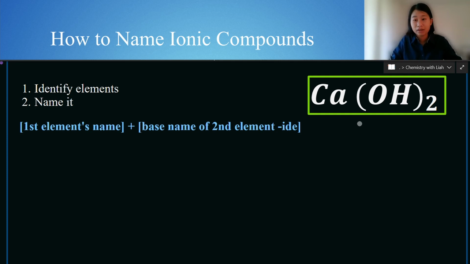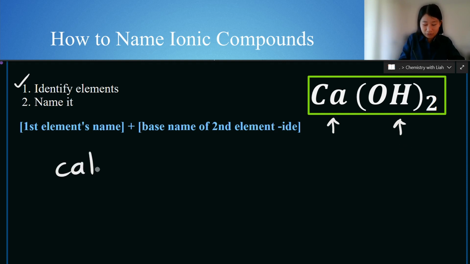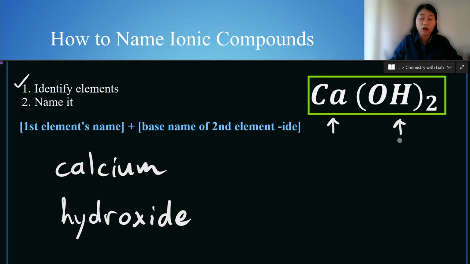Here we have CaOH2. So we need to identify the elements here. But in this case, we're going to see that we have calcium, and this OH part is actually a polyatomic ion, aka a common ion, which we need to know the name of. And so we're going to have calcium as the first part, and the second part, the OH part, is called hydroxide. So when you have a common ion, you're going to use the name of that common ion and not of the individual elements in that common ion.